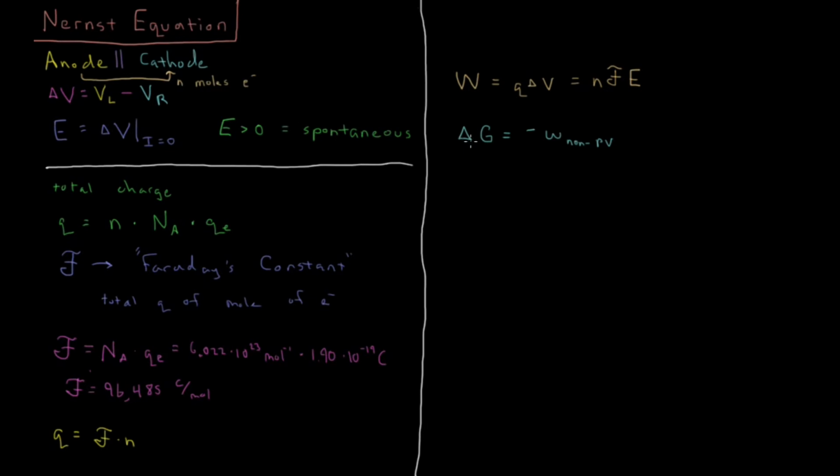So the change in Gibbs energy during the reaction is just equal to minus this quantity here. So what we have is that our delta G of reaction for an electrochemical cell is equal to minus NFE.